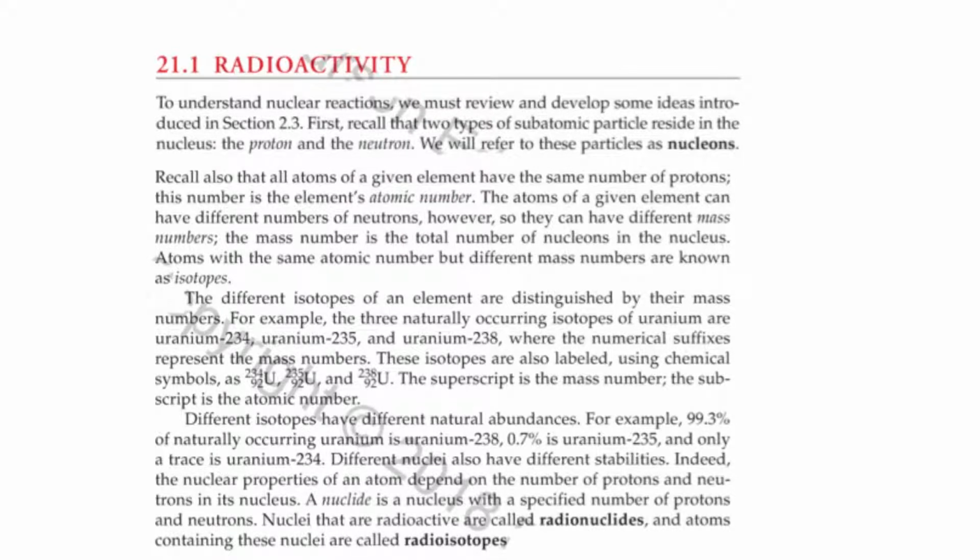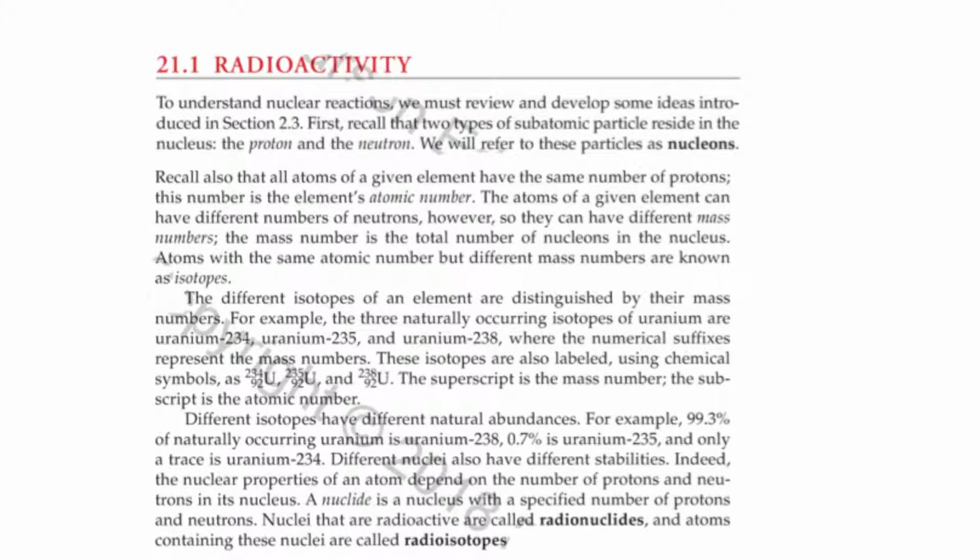Section 21.1 Radioactivity. To understand nuclear reactions, we must review and develop some ideas introduced in Section 2.3. First, recall that two types of subatomic particles reside in the nucleus, the proton and the neutron. We'll refer to these particles as nucleons. Recall also that all atoms of a given element have the same number of protons. This number is called the element's atomic number. The atoms of a given element can have different numbers of neutrons, however, so they can have different mass numbers. The mass number is the total number of nucleons in the nucleus.